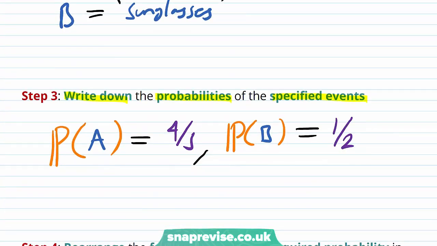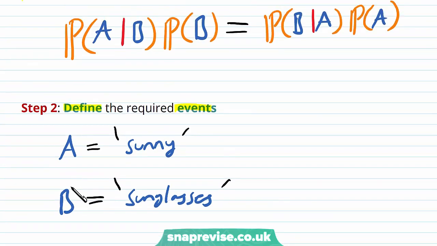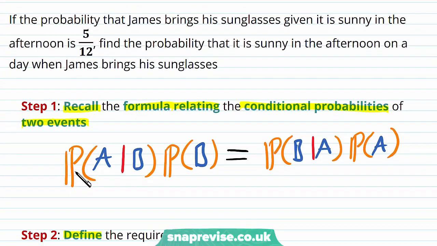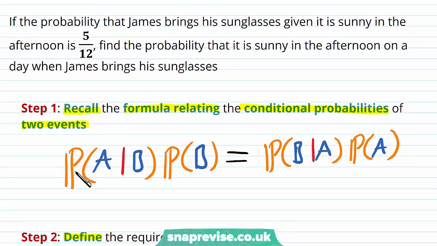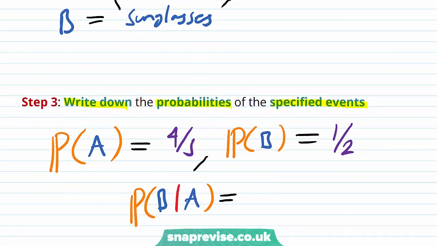And then finally, we also have the probability of the event B given A. This is the last remaining number in the question, which is 5/12, because this is the probability of sunglasses given that it's sunny, so B given A. And this is again 5/12.